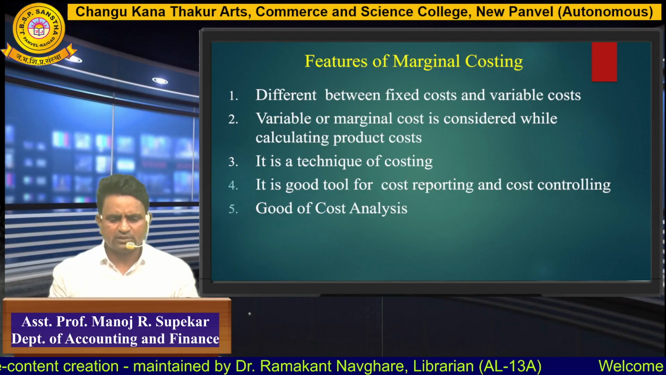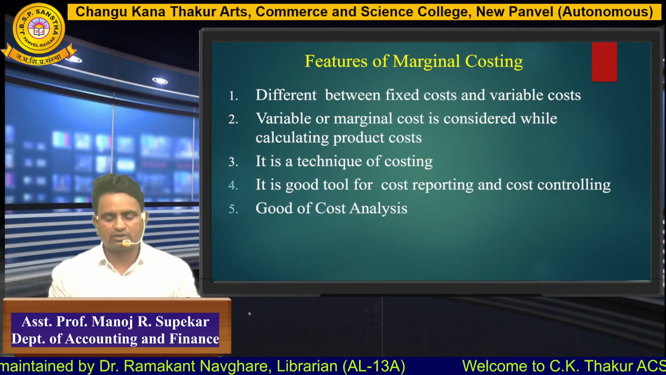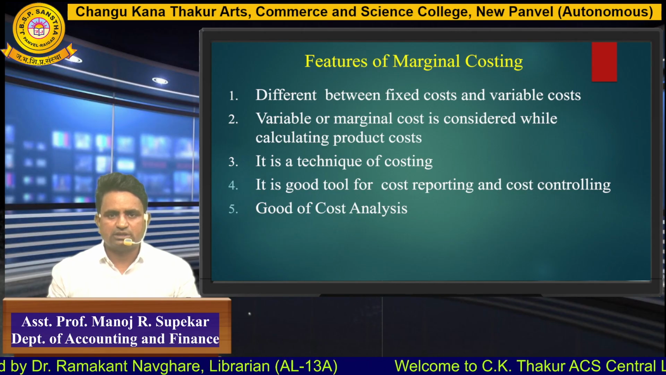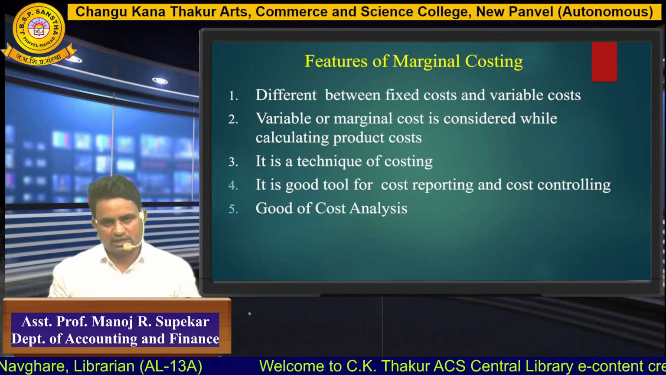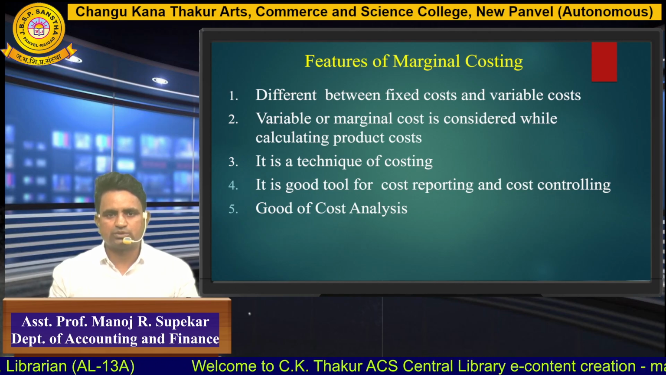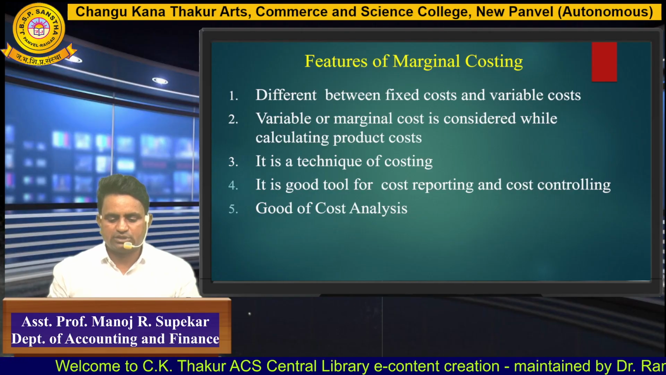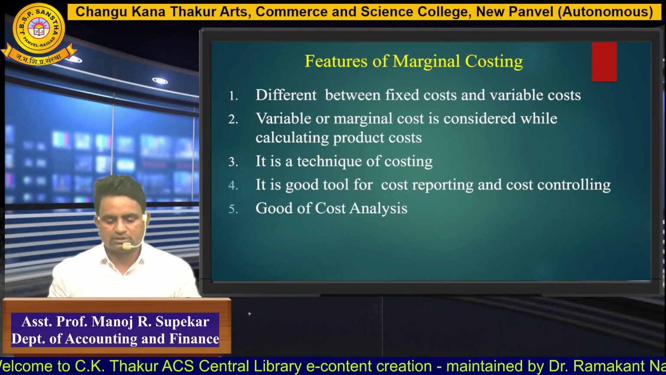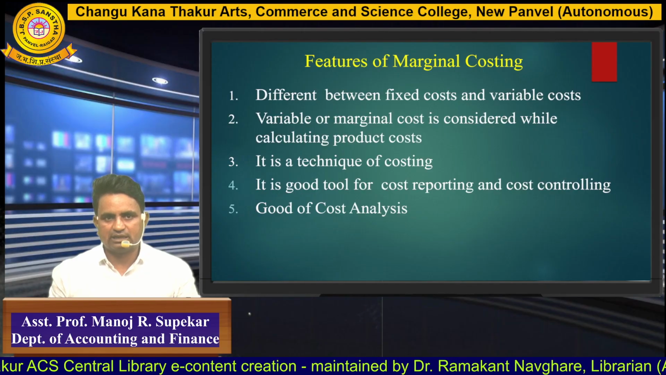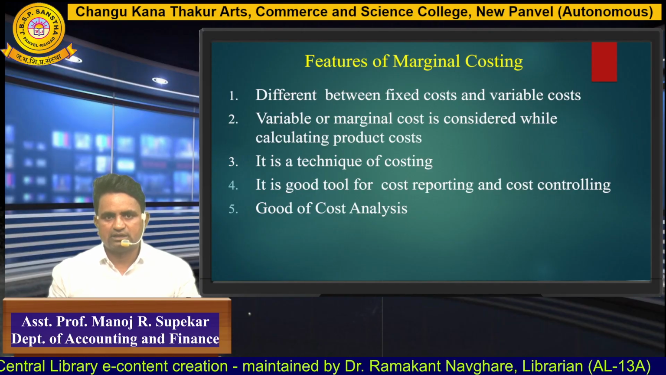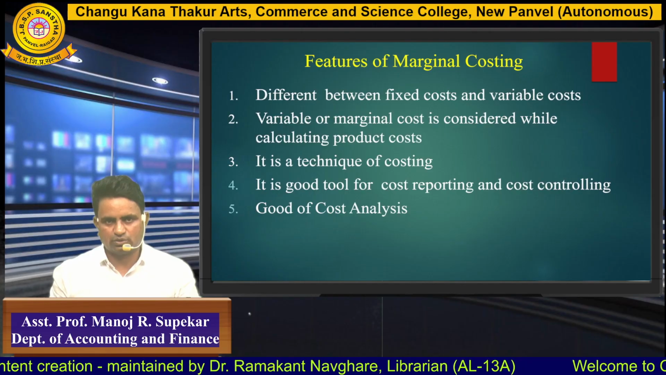The fourth feature of marginal costing is that it is a good tool for cost reporting and cost controlling. Obviously, the main intent of costing is to know the cost of production, to know how to control the cost, and to know how to reduce the cost. Through marginal costing, we can very easily and systematically get the correct idea, as well as the correct information on how to reduce and control the cost.